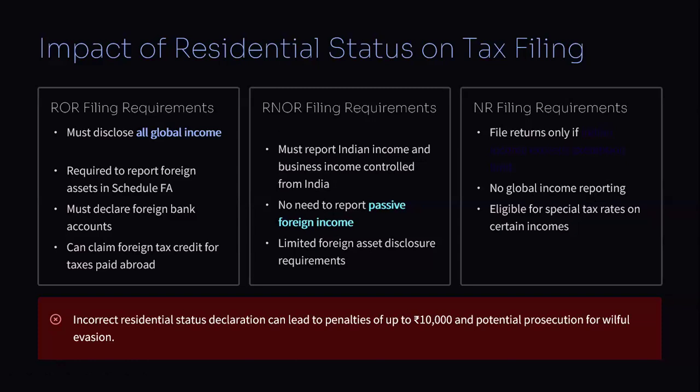Only in case of special taxes, that is minimum alternate tax, income tax on house property, and municipal taxation, is he required to pay the taxes. Now, please remember, an incorrect resident status declared has a fine of 10,000, and this will be considered a willful act, and he will be punished for the same.